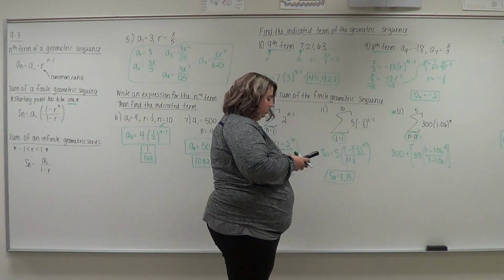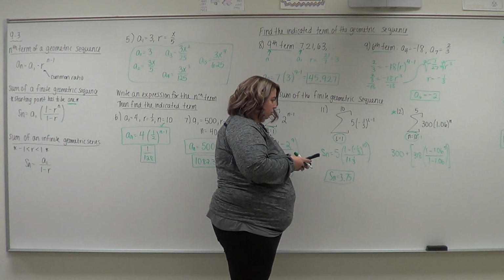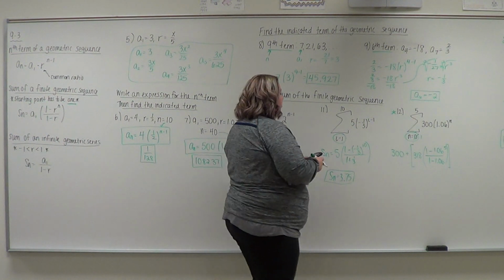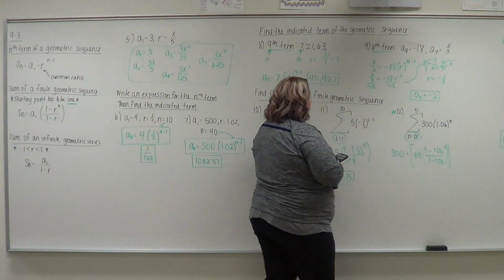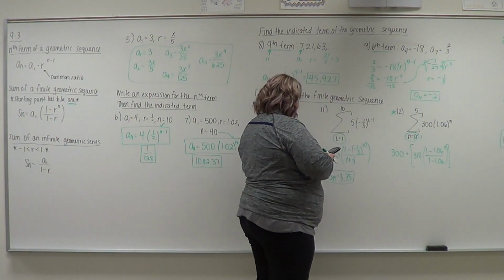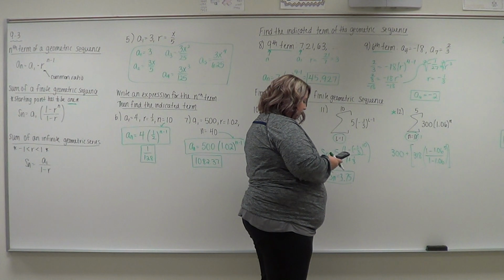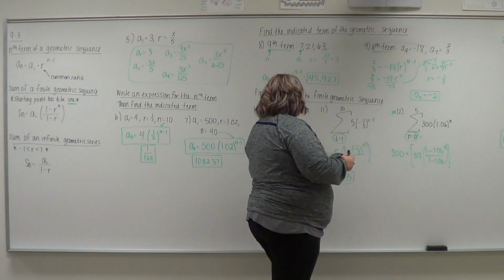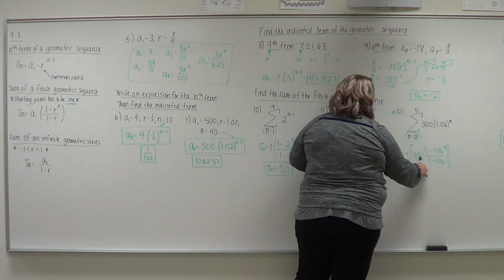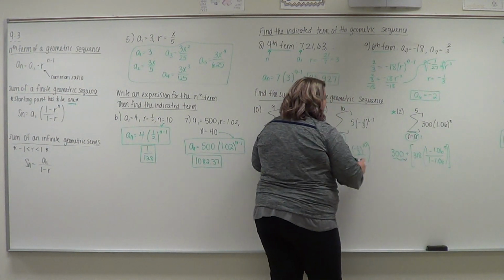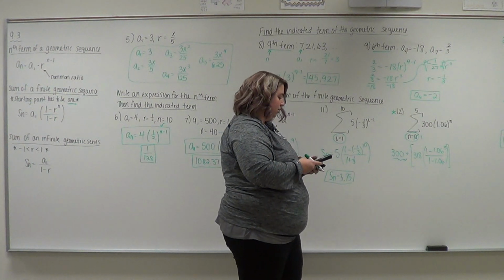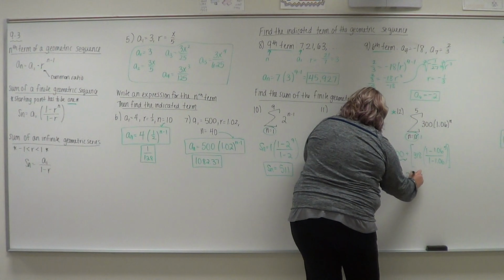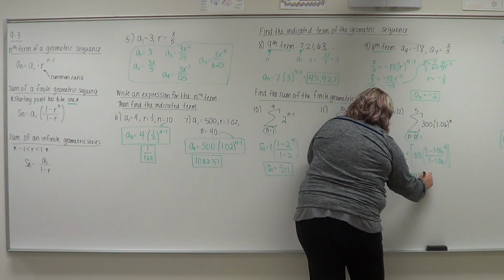So 1.06 to the 5th, 1 minus that answer, divided by 1 minus 1.06. And then I'm going to multiply that by 318. This does not come out perfectly. When you get done with that, then you're going to add 300, and you're going to get your answer, which is 2092.60.